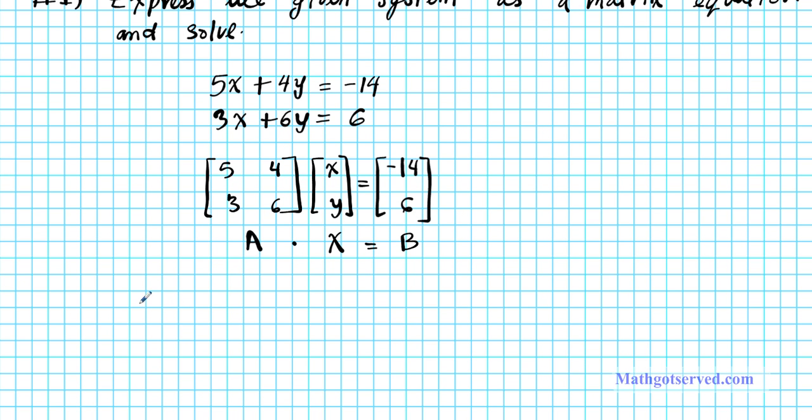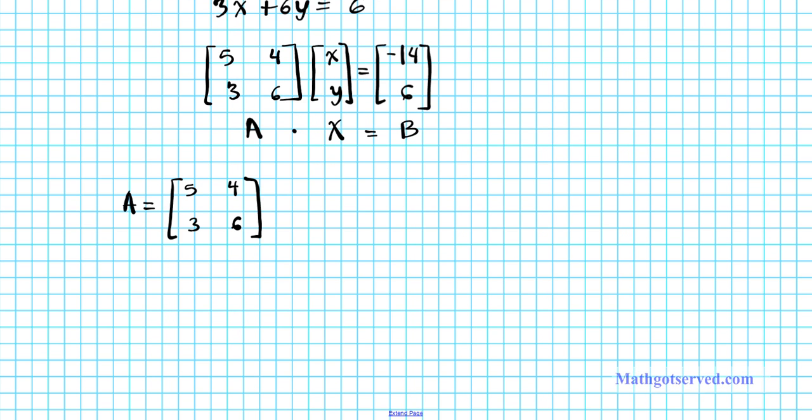So we have matrix A, which is 5, 4, 3, 6. And we know the formula for finding the inverse. Let's go ahead and write down the formula for finding the inverse of a matrix.